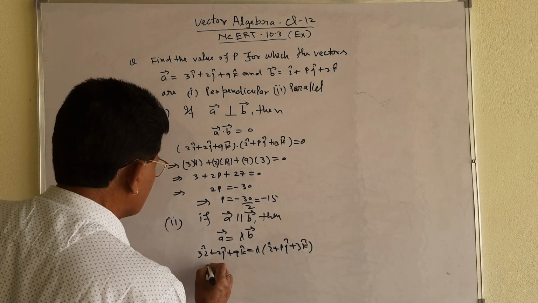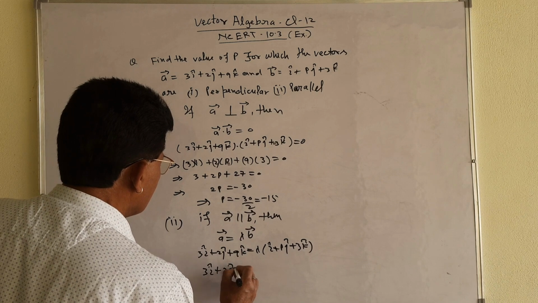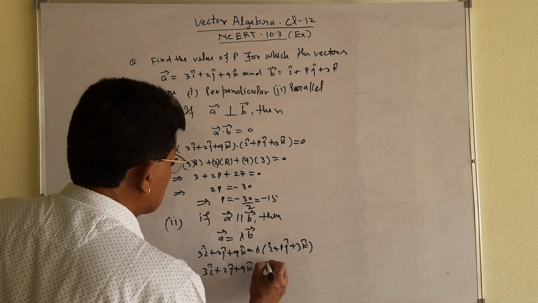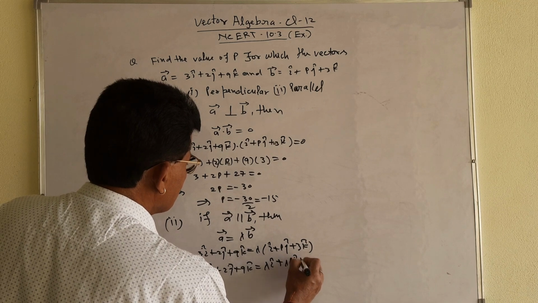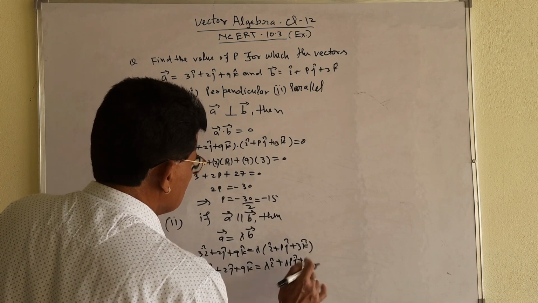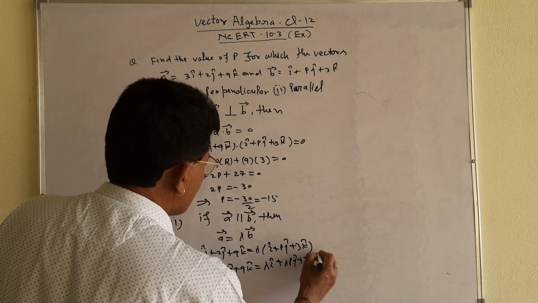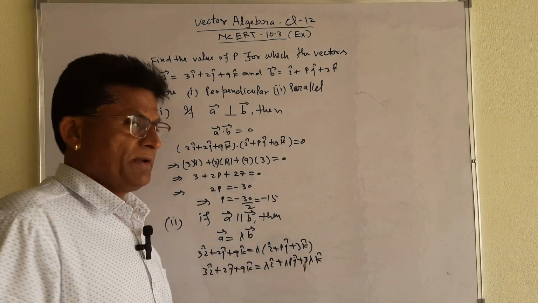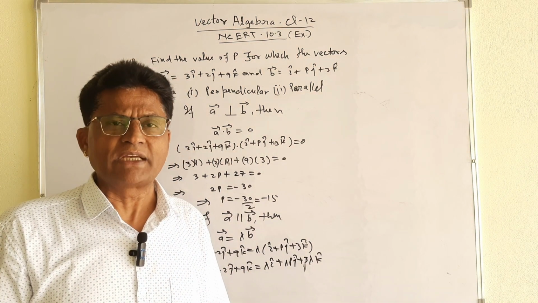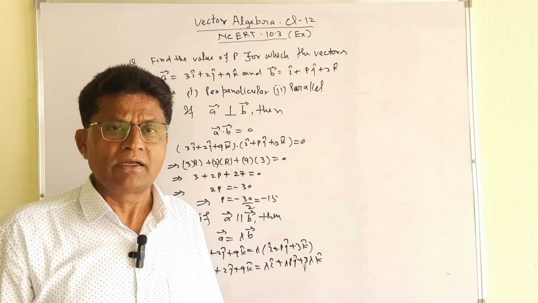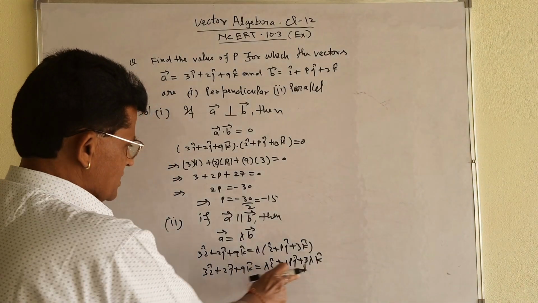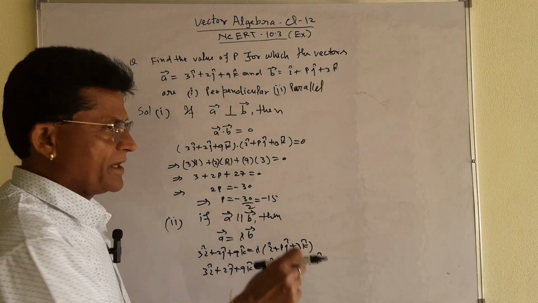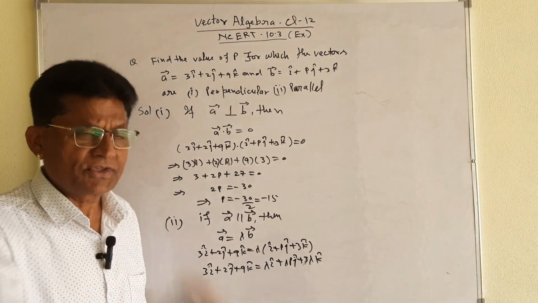Okay, 3i plus 2j plus 9k will be equal to lambda i plus lambda p j plus 3 lambda k. My dear student, these two vectors will be equal. I told you that in the definition of equal vectors, vectors will be equal if they have the same magnitude as well as the same direction. But here you will have to see both the vectors will be equal if their corresponding components are same.